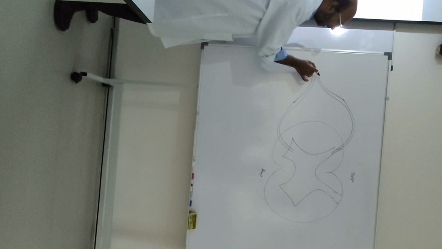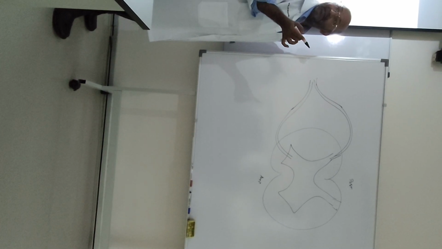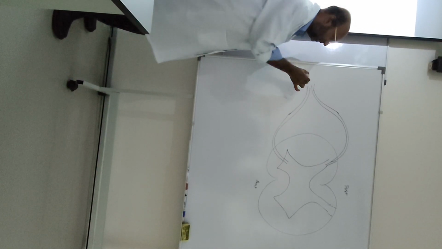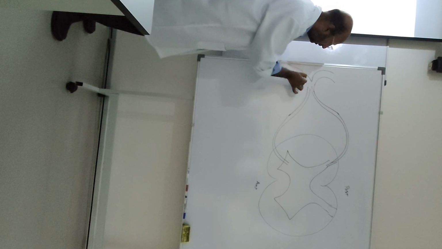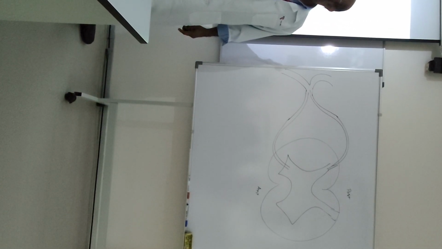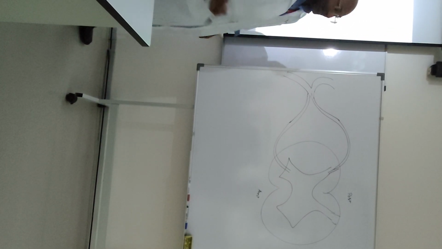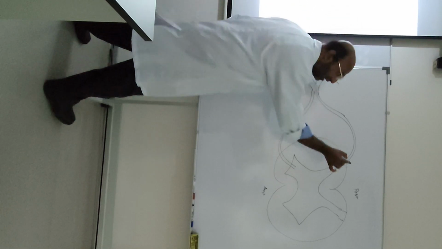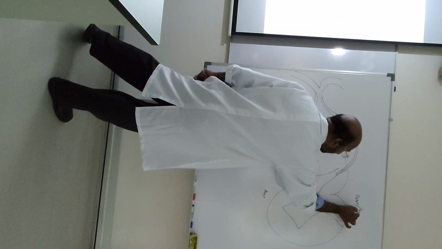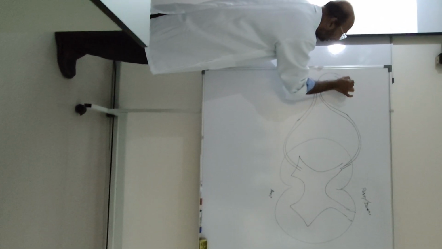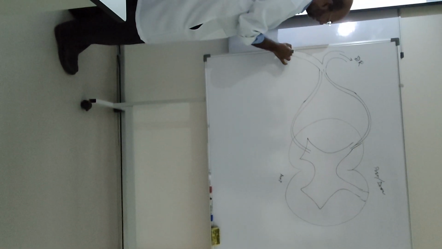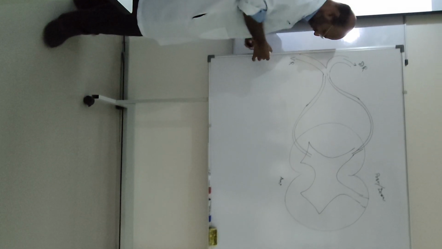Once the spinal nerve is formed, what happens? It immediately divides into two rami. What is the name of the rami? Ventral and dorsal rami. Anything that goes posterior is called dorsal. So this is called the dorsal ramus, and this is called the ventral ramus.